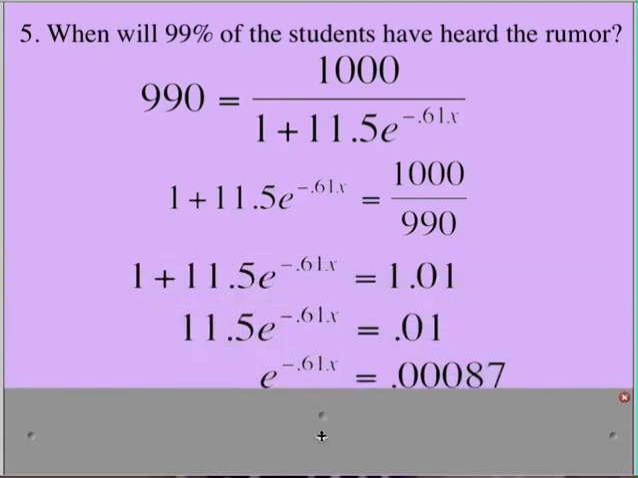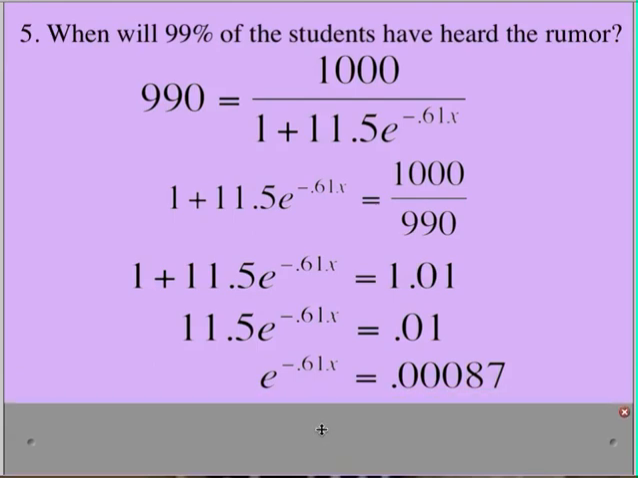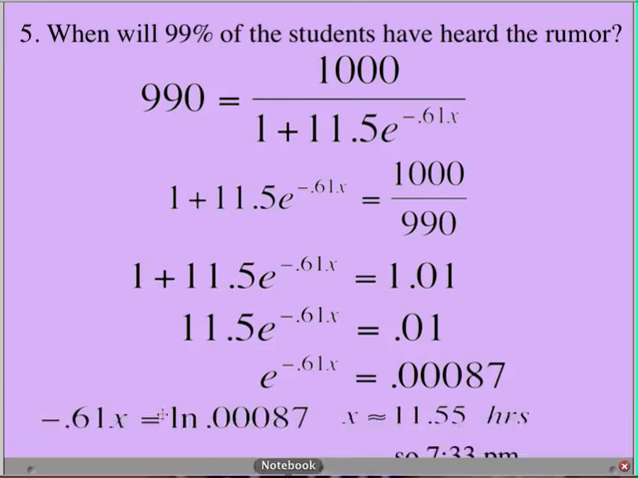Minus 1 from both sides and then divide by 11.5. And then the last step would be to take natural log to both sides to bring that exponent down. And then you need to divide by negative 0.61 to get x by itself, and I get 11.55 hours. Now remember, x is represented by hours after 8 a.m., so 11.55 hours is going to be 7:33 p.m. is when 99% of the students have heard the rumor.